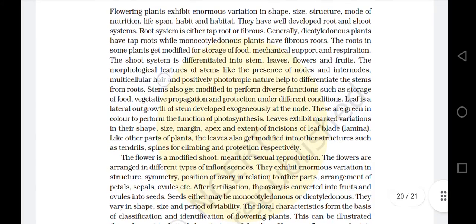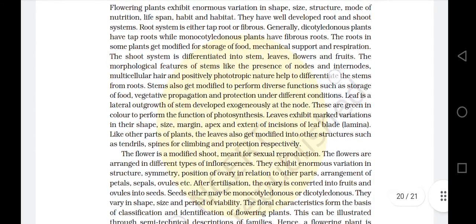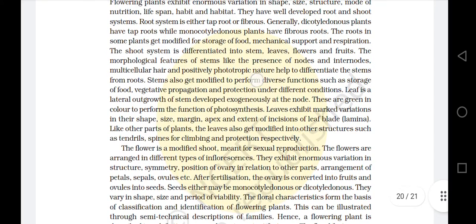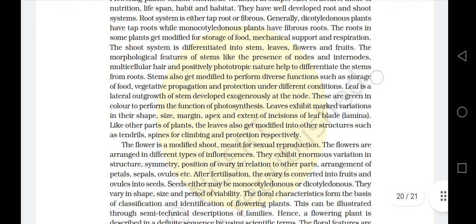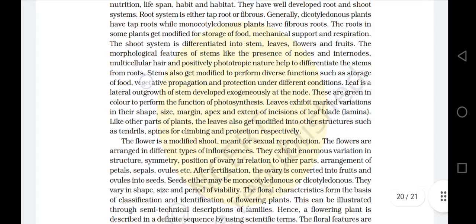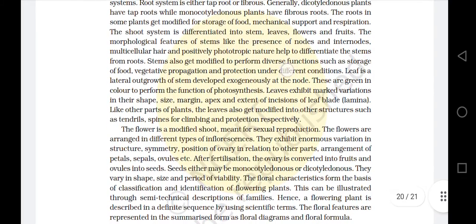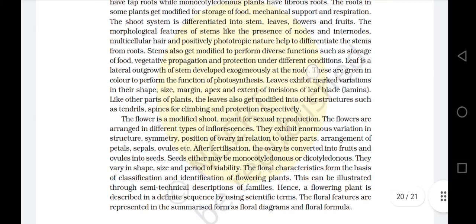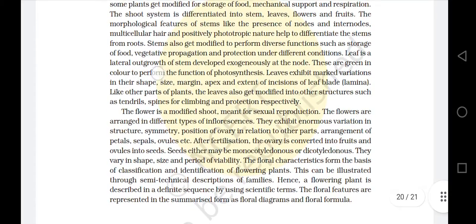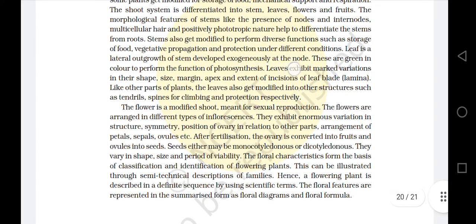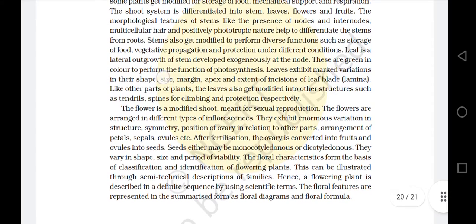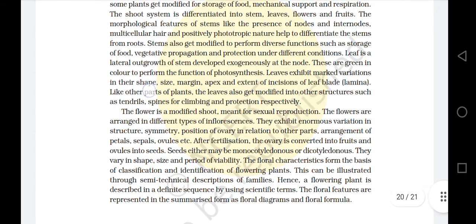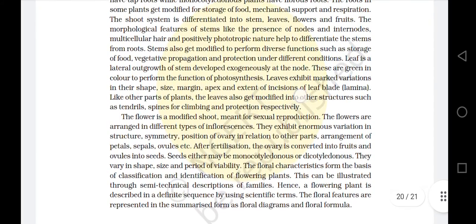The morphological features of stems, like the presence of nodes and internodes, multicellular hair, and positively phototropic nature, help to differentiate the stems from roots. Stems also get modified to perform diverse functions such as storage of food, vegetative propagation, and protection under different conditions. Leaf is a lateral outgrowth of stem developed exogenously at the node. These are green in color to perform the function of photosynthesis. Leaves exhibit marked variations in their shape, size, margin, apex, and extent of incision of leaf blade or lamina.